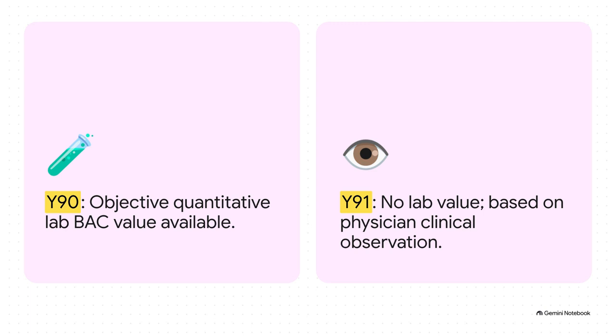Let's put them side by side to really cement this distinction. Y90 is your go-to for objective quantitative data. It is 100% lab-driven. Y91 is entirely subjective and observational. Imagine the physician writes down that the patient has slurred speech, an unsteady gait, and smells strongly like alcohol, but they never actually drew blood or ran a test. Well, that clinical observation alone means you're going with a Y91 code. Keep this boundary sharp in your mind, and your coding is going to be rock solid every single time.